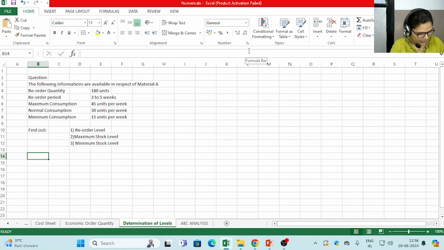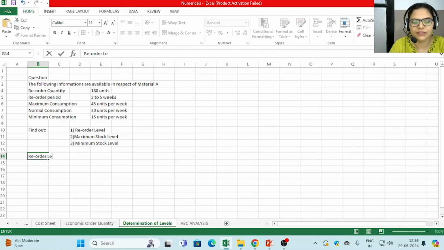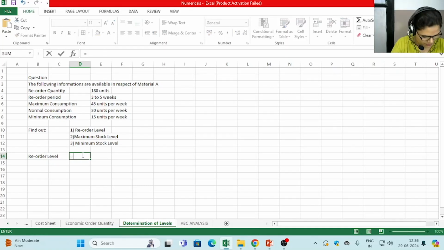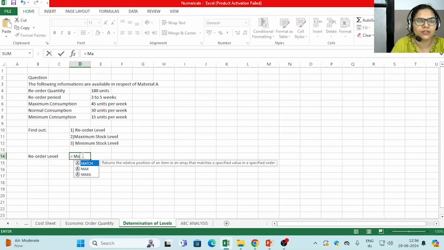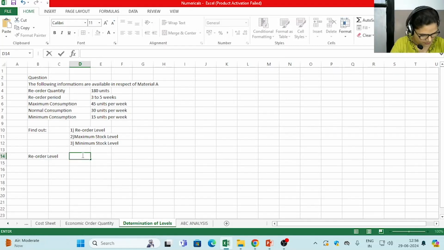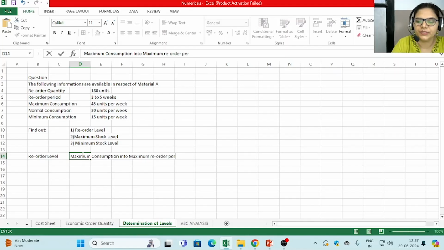First of all, you have to calculate reorder level. We all know the formula of reorder level. Now, for your convenience, let me write the reorder level formula over here. Reorder level is equal to maximum consumption into maximum reorder period.